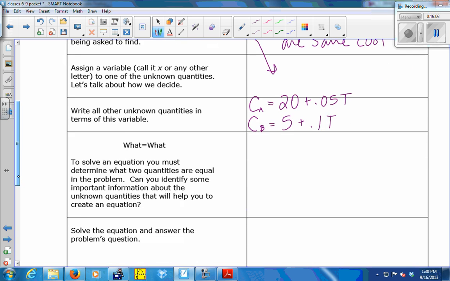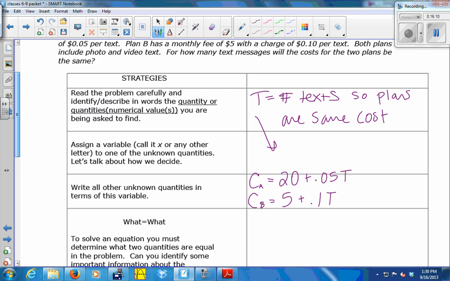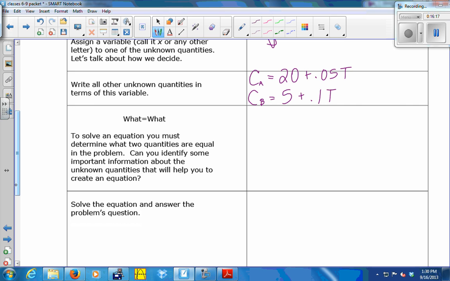Plan A should equal plan B because they asked us to find this special number of text messages for when the two plans are the same. The same you could read as equal, right? When the cost of the two plans are equal. So CA should equal CB. Cost of plan A should equal cost of plan B. Then substitute in those formulas. 20 plus 0.05t should equal 5 plus 0.1t.